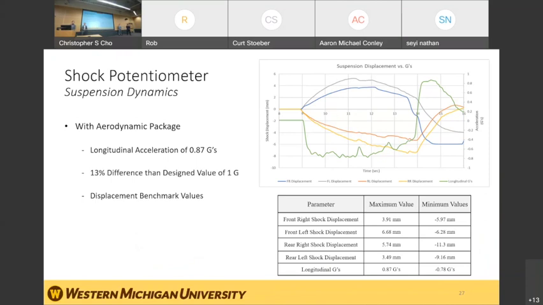Acceleration testing was performed with and without an aerodynamic package, allowing us to compare results and calculate the downforce from our package. With aero, we saw a maximum longitudinal acceleration of 0.87 Gs. This was collected using the accelerometer set up on the car, a 13% difference from our 1 G design value.